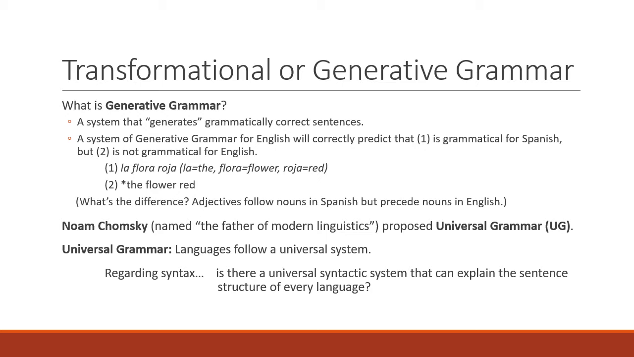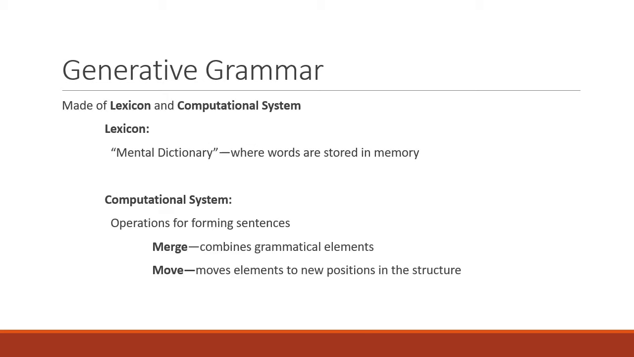Noam Chomsky is the father of modern linguistics. He has a little bit to say about all of the theoretical concepts, and he proposed this idea of universal grammar. Universal grammar is the idea that languages follow a universal system. And regarding syntax, is there a universal syntactic system that can explain the sentence structure of every language? And that's what we are doing.